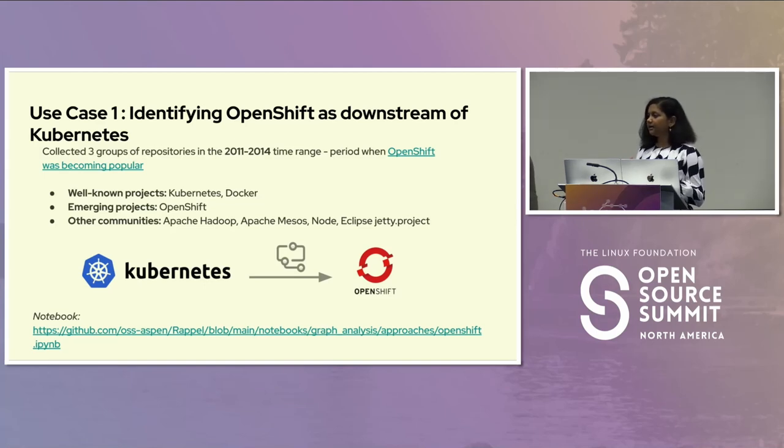We took GitHub data during that time frame, and we tried to collect projects that fell into three different categories. One was the well-known projects in that time period, which were Kubernetes and Docker. The second was the emerging projects in relation to those well-known Kubernetes projects. Here in our case, we're trying to identify OpenShift. And finally, the other prominent communities that were also arising in that time frame, but were not necessarily directly related to Kubernetes. There were communities like Apache Hadoop and the Eclipse project, which were also prominent in that time range, but not directly dependent on the Kubernetes project. So that was our main use case.